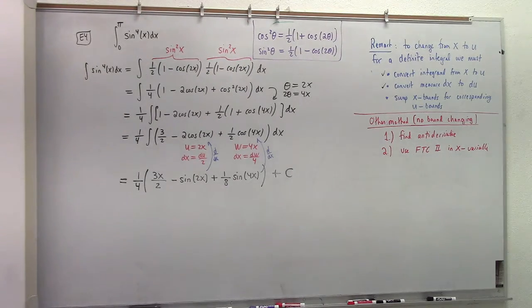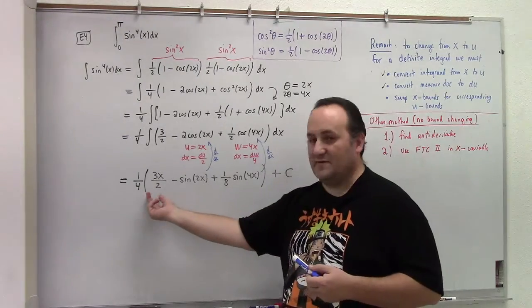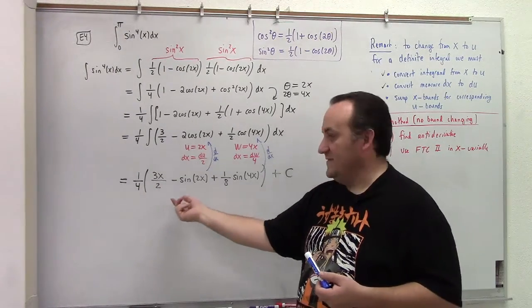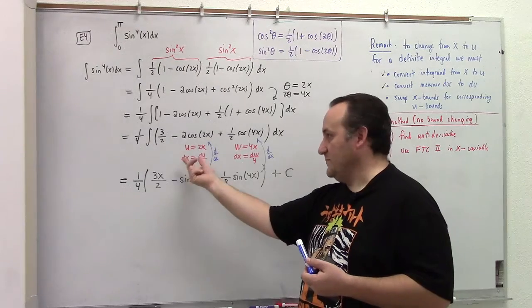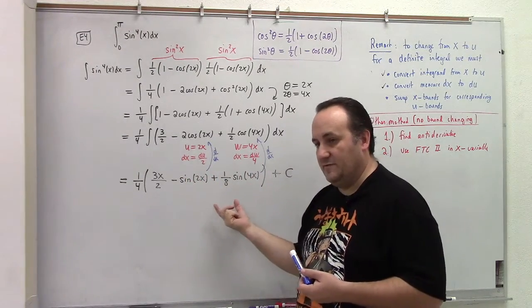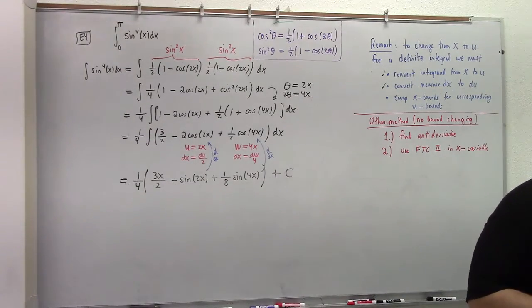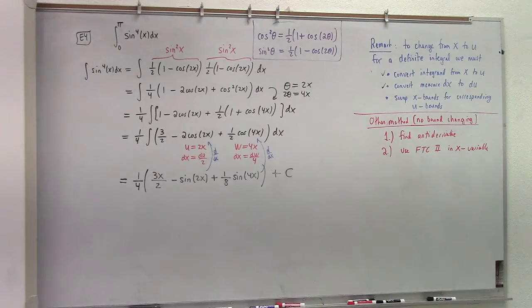Consider this. If we had used method 1 for changing the bounds, I would have had to change the bounds differently on all 3 pieces. The first piece, I didn't make a substitution, so I would have kept the bounds the same. The second piece, I would have changed the bounds with respect to u. The third piece, with respect to w. It would have been a real pain to go through the bound changing here. But now I have it.